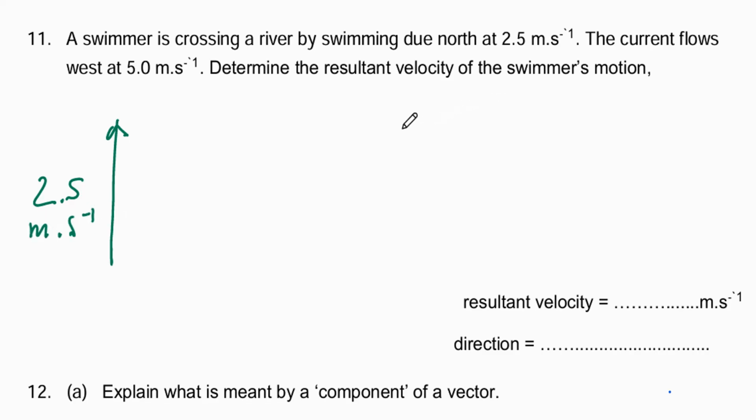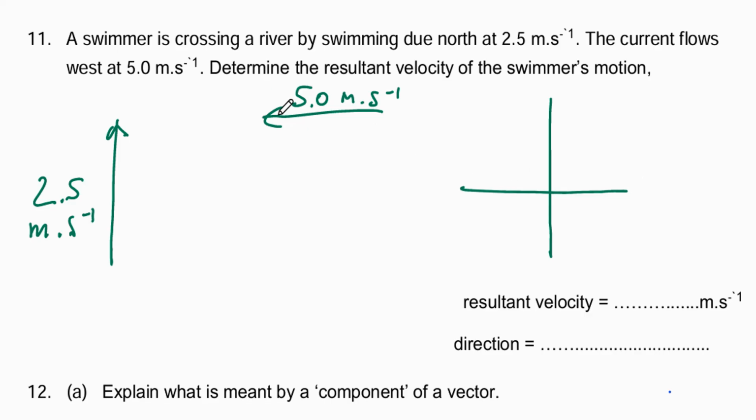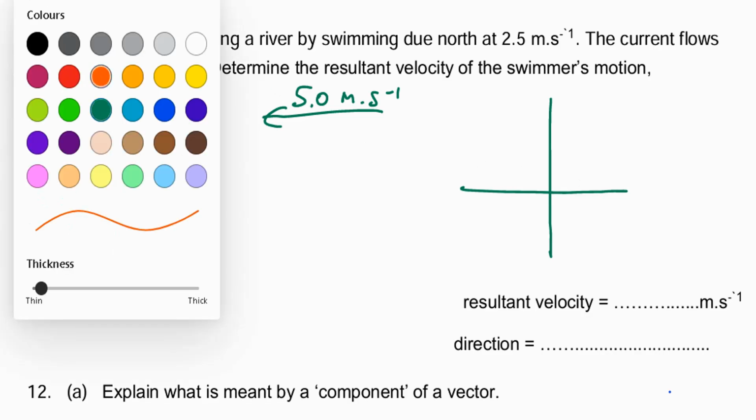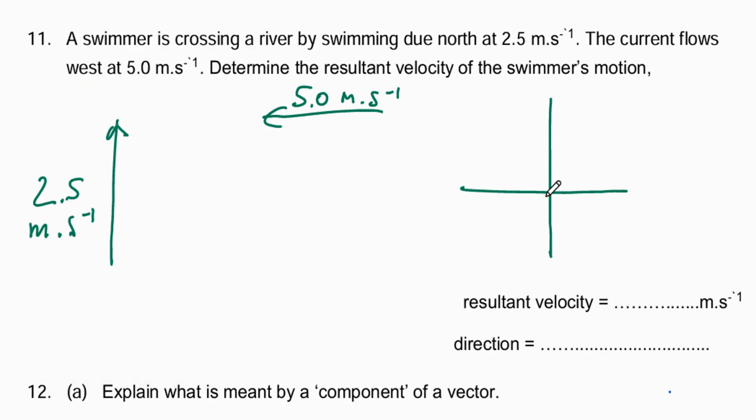The current flows west, so this way, at 5.0 meters per second. And we need to find the resultant velocity. So we can draw a sketch. We want the resultant of these two vectors. So we can draw them head to tail. So 2.5 due north and 5.0 due west.